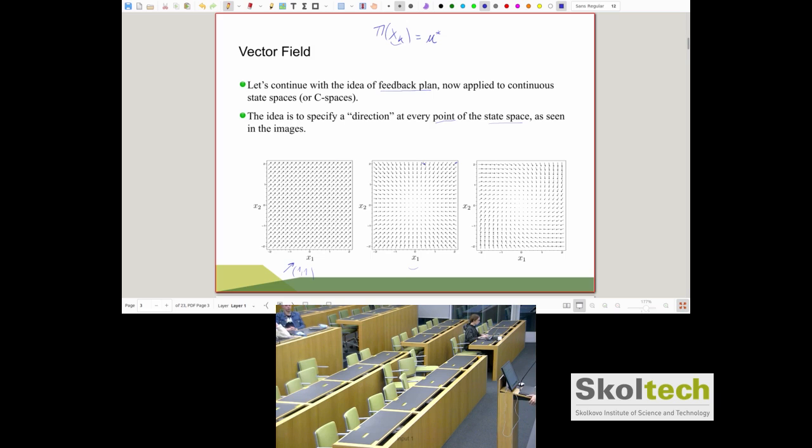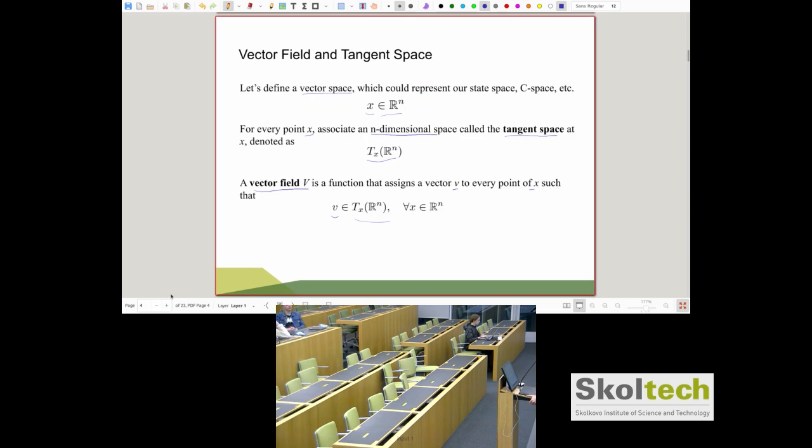Yes, you have a question? Why do you call it tangent? This nomenclature comes from differential geometry. So mathematicians have worked with this for a long time, and it's just a way of naming these kinds of spaces around a point.